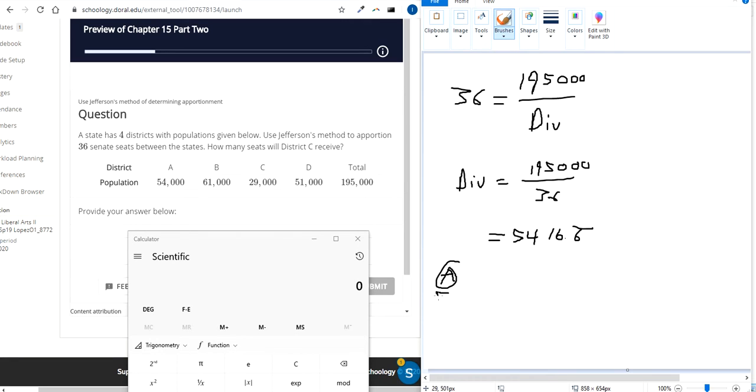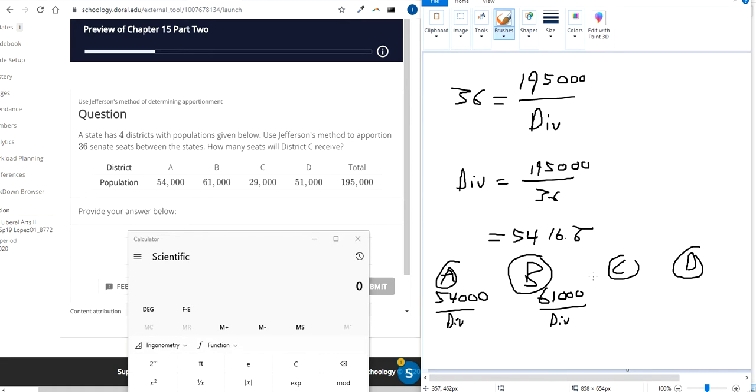Okay, so you take the 54,000 and divide it by that divisor, which I'm not going to write down the whole number. I'm just going to write divisor there. Same thing for B. You take the 61,000 people that live in Group B and divide by the standard divisor we just found. That'll tell us how many senators. And then do the same thing for C and for D.